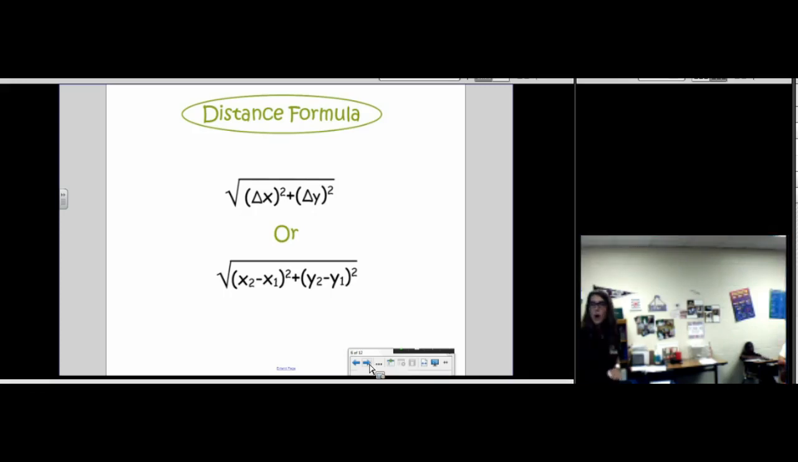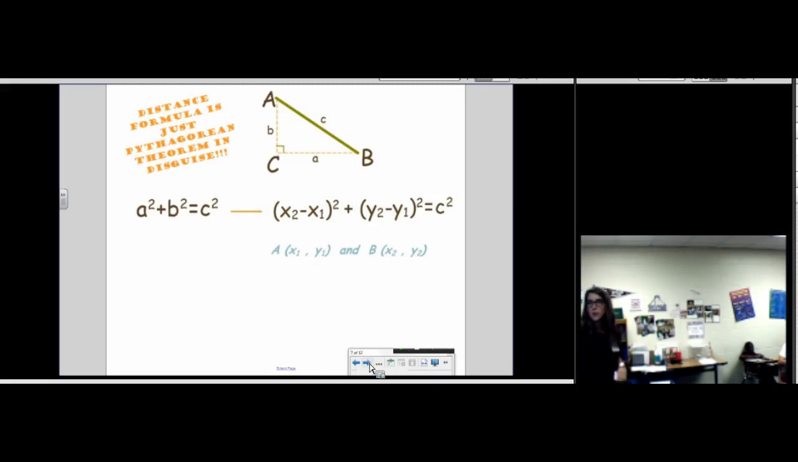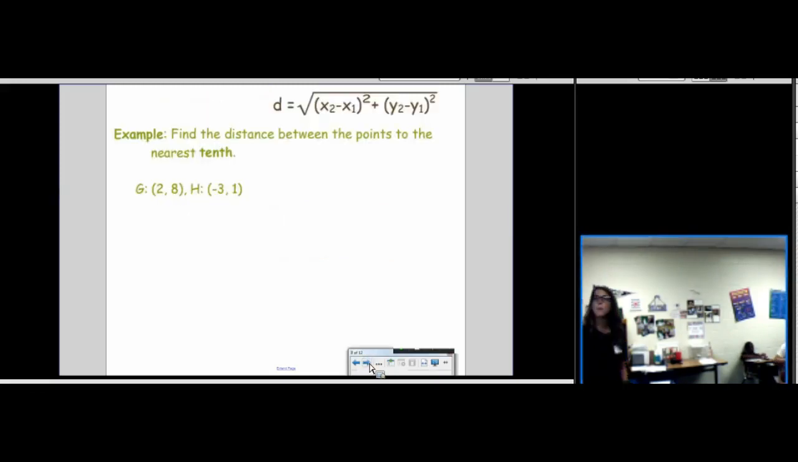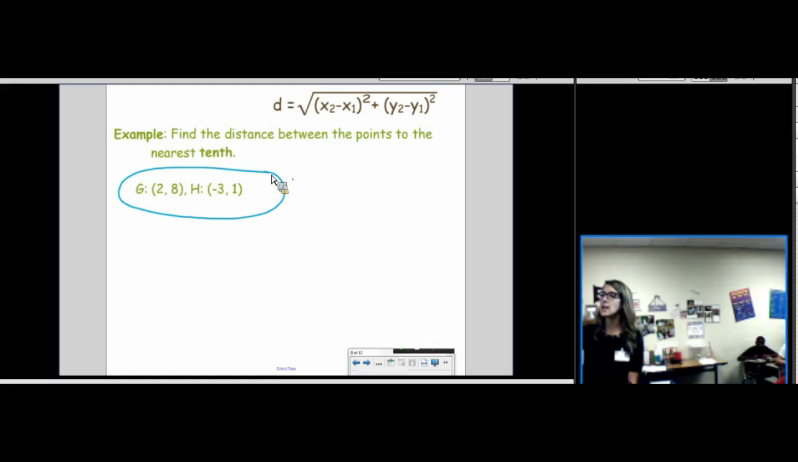All right, on your whiteboard, I already showed you that. On your whiteboard, I want you to find the distance between G and H. Go. Find the distance between G and H. Did I talk yesterday at the end of class about the template, the empty one?